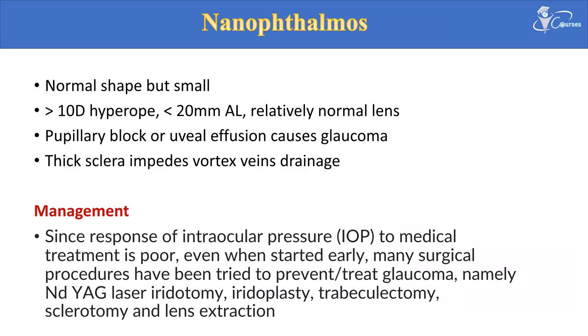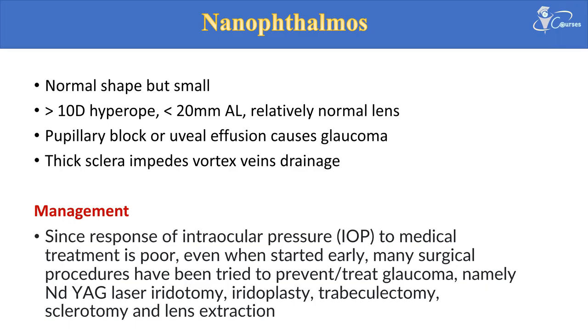Another case of a secondary angle closure glaucoma is called nanophthalmos. As we mentioned before, nanophthalmos is a normal shape but small eye. So it has a normal anatomical arrangement, but it is just a very small eye. Those patients will present with hyperopia more than 10 diopters, and they will have a short axial length less than 20 millimeters with a relatively normal lens. And this is the problem: the relatively normal lens is bulky. It is huge in comparison to this very small eye.